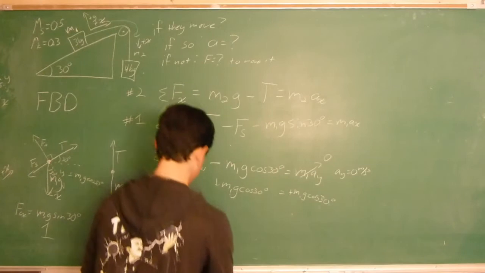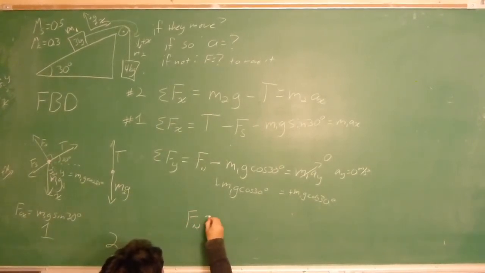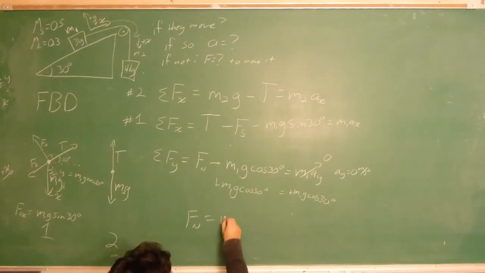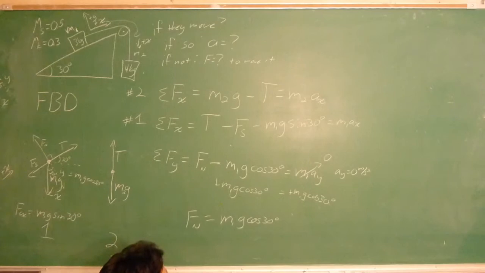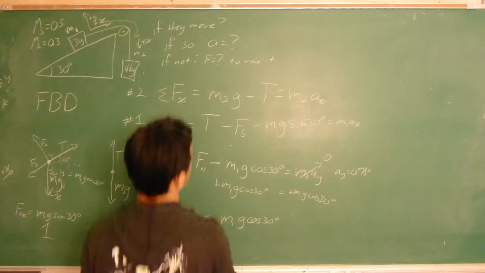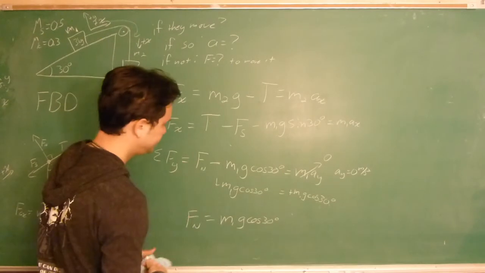And finally, solving my first equation, I end up with my normal force equals mass 1 times gravity times cosine 30 degrees. Well, that's probably going to be pretty important. Even though we're interested in the x direction, normal forces are usually important for frictional forces, and we've got some frictional forces going on. So, let's take a look at our sum of forces in the x.